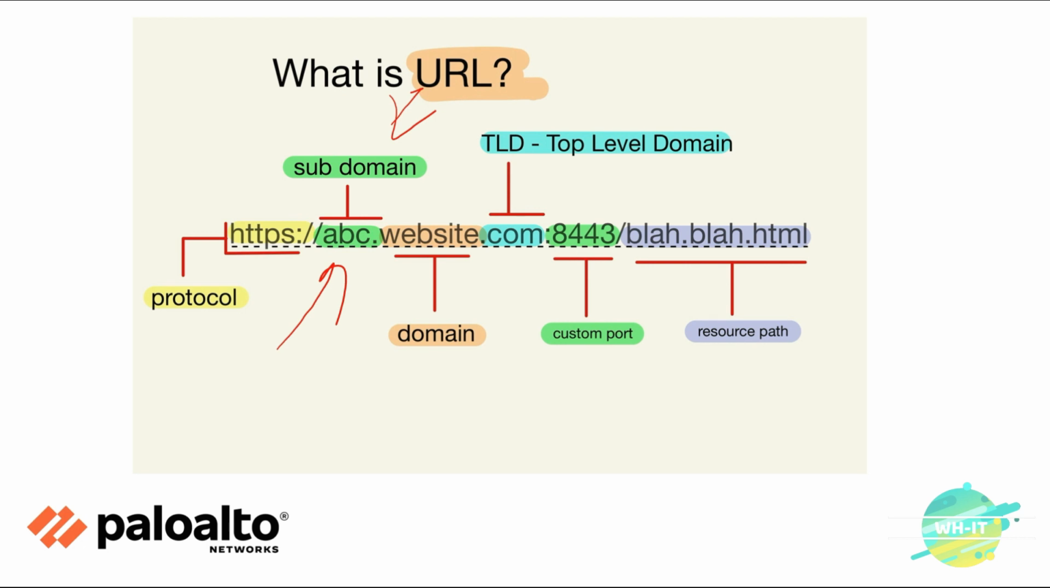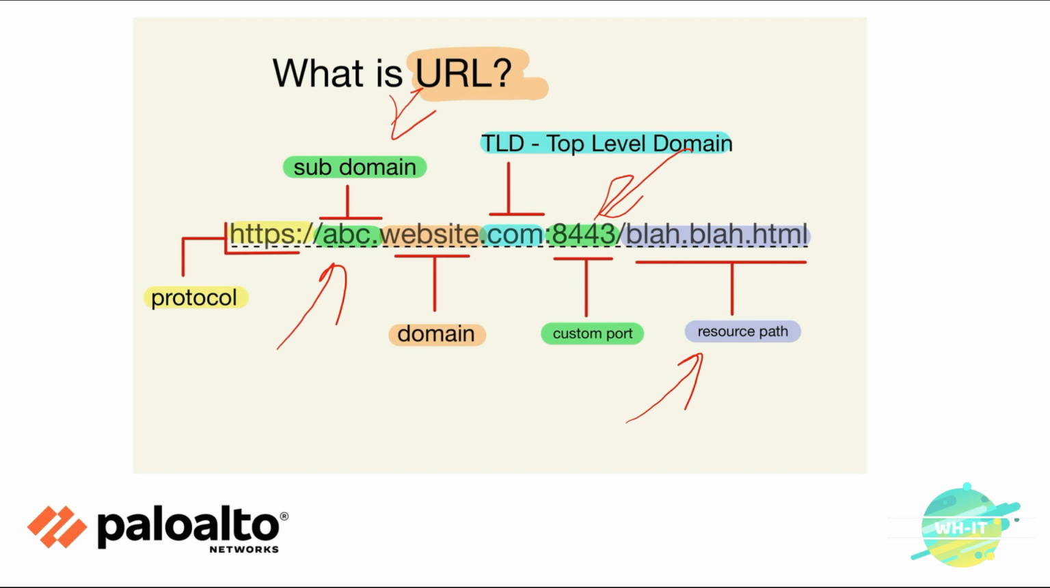If you have such a website, it can include a custom port, but if not, it's just going to be the default port. And then the last part comes, which is the resource path. Resource path is nothing but the file name you are accessing.